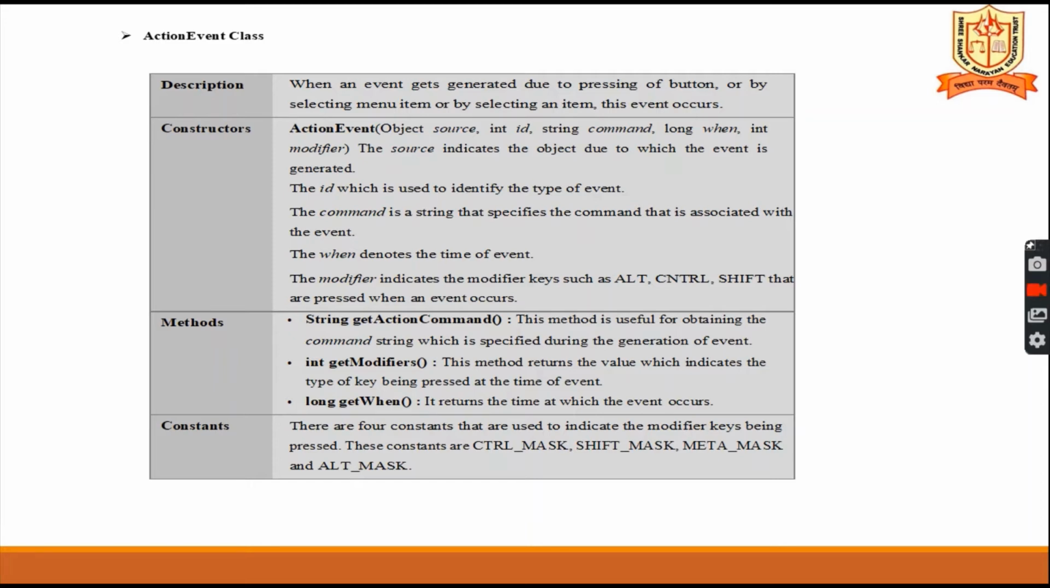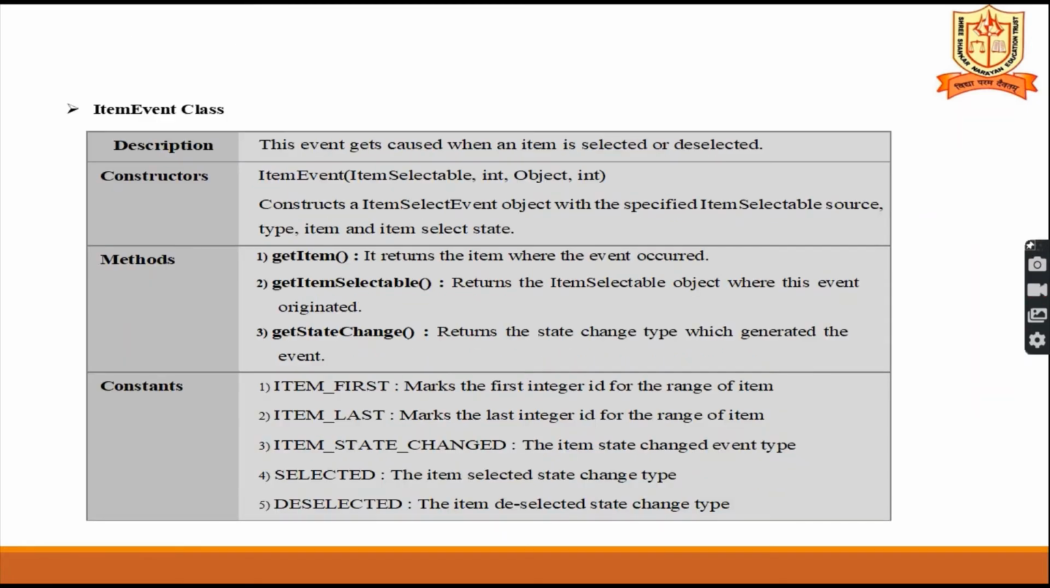Here there are four constants in ActionEvent: ALT_MASK, CTRL_MASK, SHIFT_MASK, and META_MASK. SHIFT_MASK, the shift modifier, indicates that the Shift key was held down during the event. Similarly, CTRL_MASK indicates the Control key was held during this event. Like this, all these key event constants are there.